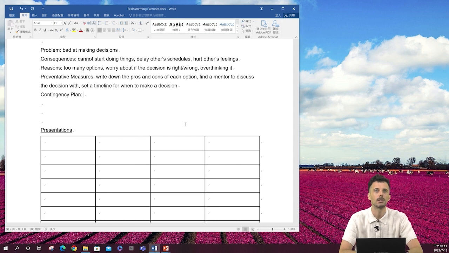You can go, let me see, if you have too many options, pick an option randomly. Coin toss? Yeah, okay. Yeah, I'll pick the same thing, pick an option randomly. Okay, if you worry about if a decision is right or wrong, what could be a good contingency plan?